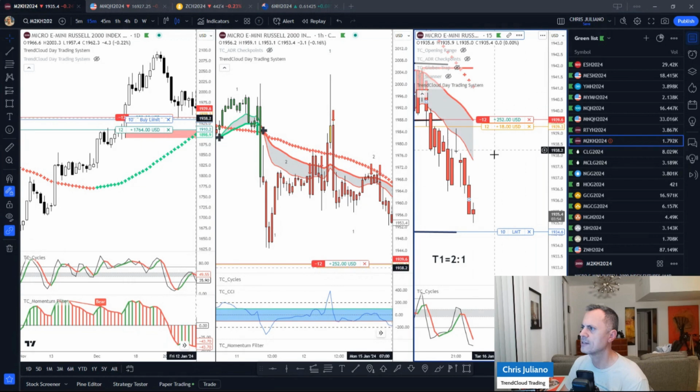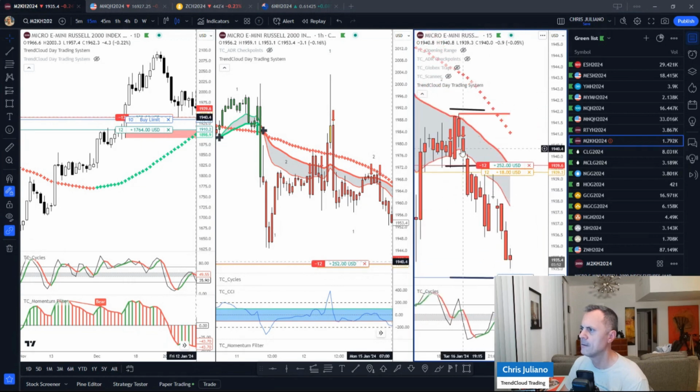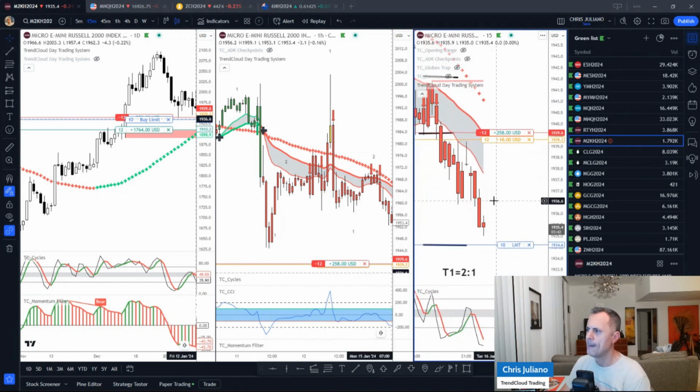This was a trend cloud signal all the way back here. Here's your trend cloud signal, entered the trade. There's your stop loss. Trend cloud even puts the stop loss on there for you, and we get the move down. So we're logging that trade right now for our prop trading firm challenge.